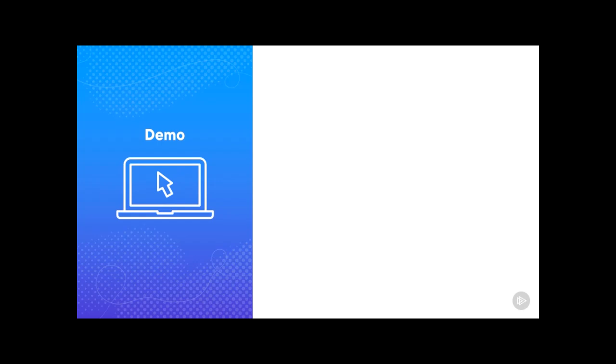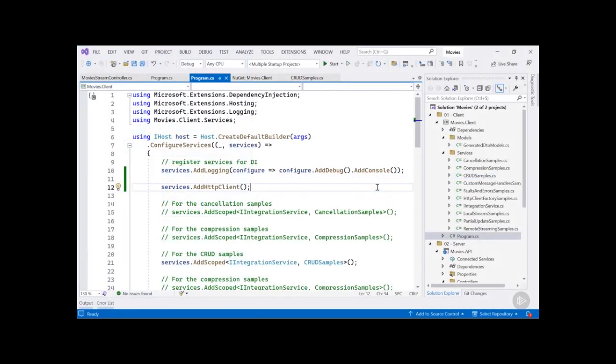In this demo, you will learn how to provide default values for HTTP client and system.text.json. There's a lot you can do when configuring HTTP clients. We will learn much more about that in the module on the HTTP client factory. But one of those things is providing default values. We're looking at a program class where we called into add HTTP client. Let's add an action to configure that client.